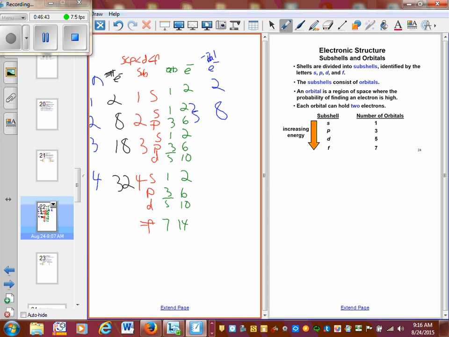Principal energy level 3, 3 subshells, S can hold 2, P can hold 6, D can hold 10, for a total of 18. Principal energy level 4, S holds 2, P holds 6, D holds 10, F holds 14, for a total of 32. Notice they're the same as what we said in the beginning.